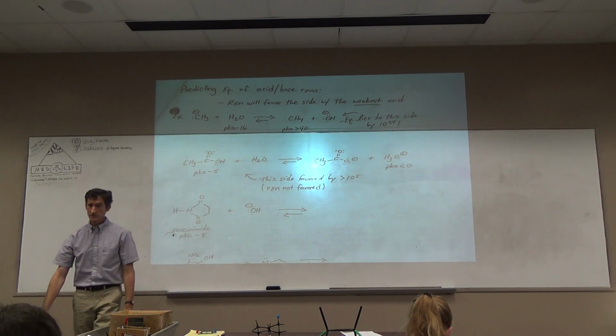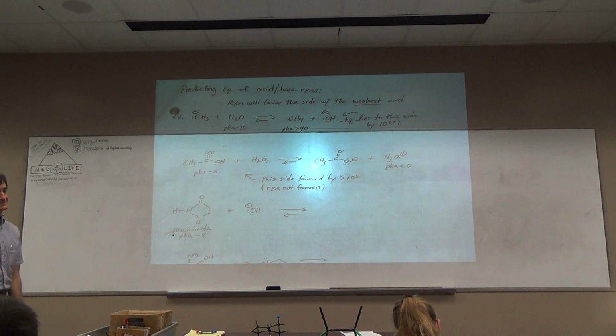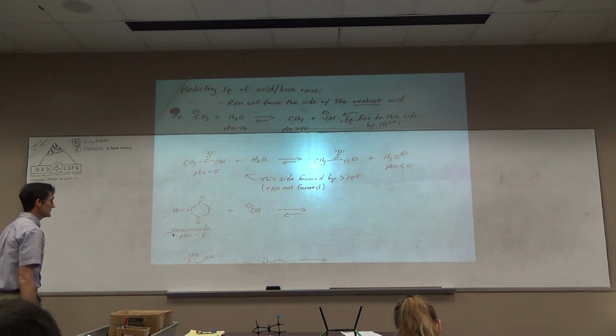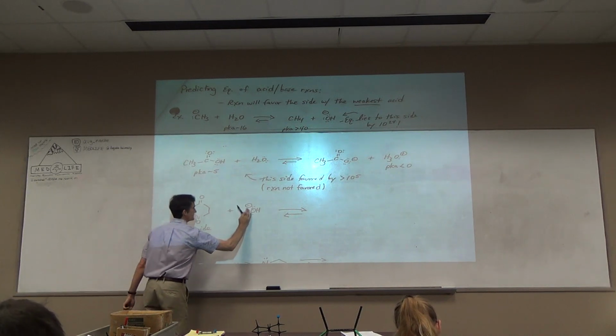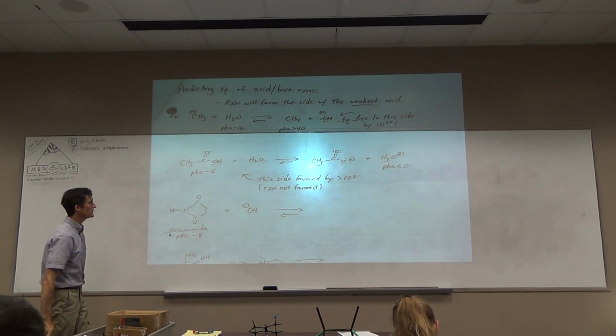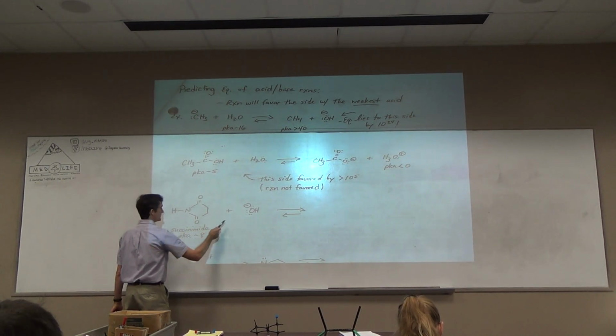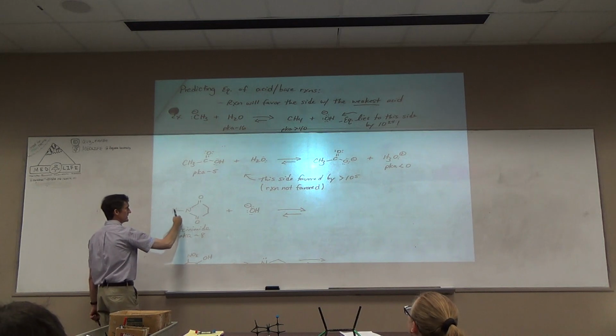Hydroxide. I think you learned this in Gen Chem. Hydroxide is a strong base. It's not that strong, but they call it strong in Gen Chem. It's moderately strong. There's a million bases that are stronger. There's your base. What's the acid?